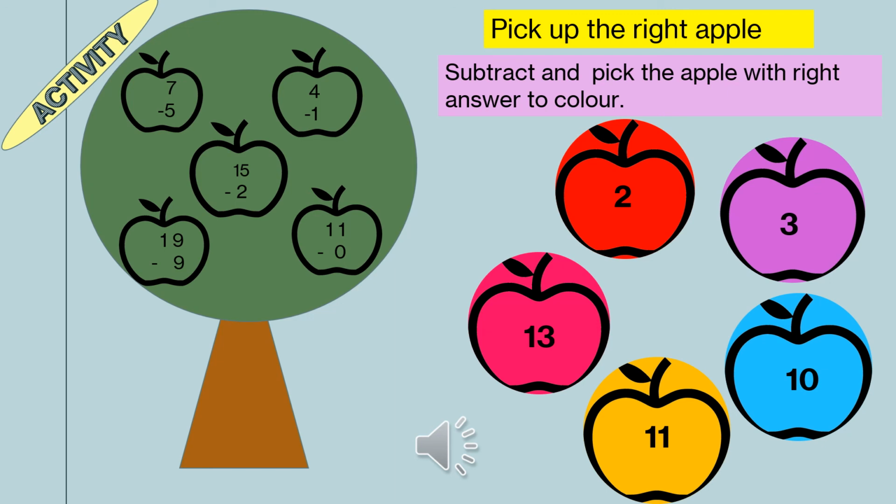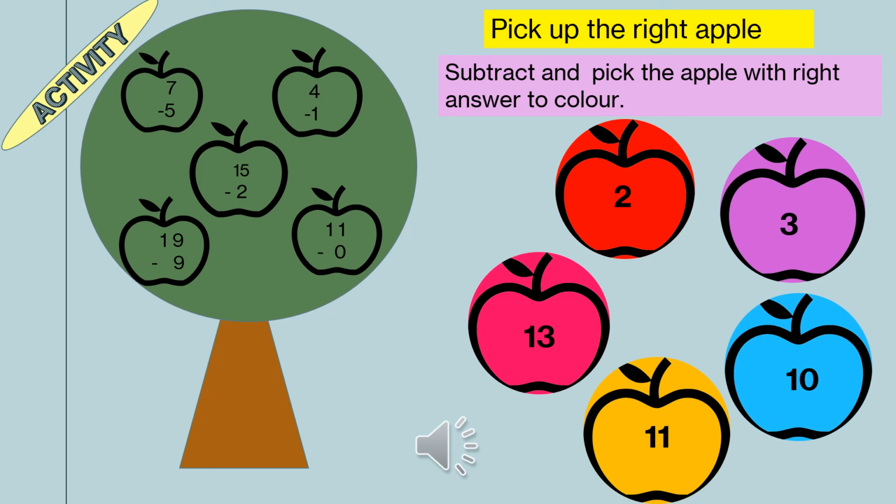Here is a small activity. Students, you have to find out the color of each apple on the tree by solving the subtraction problem. For example, 4 minus 1. What is the difference between 4 and 1? Yes, you are correct. It is 3.